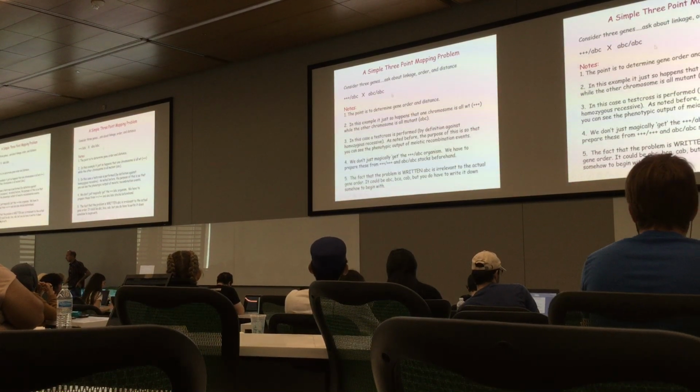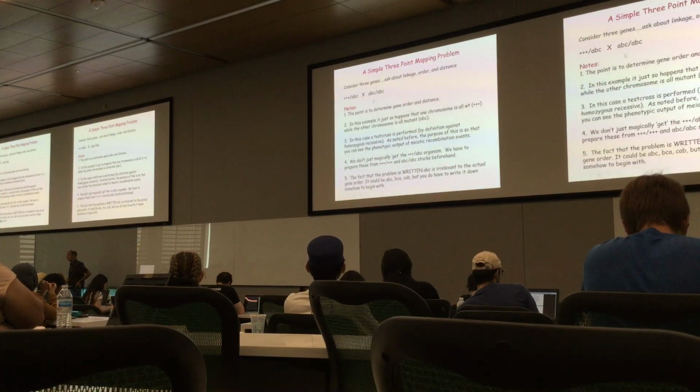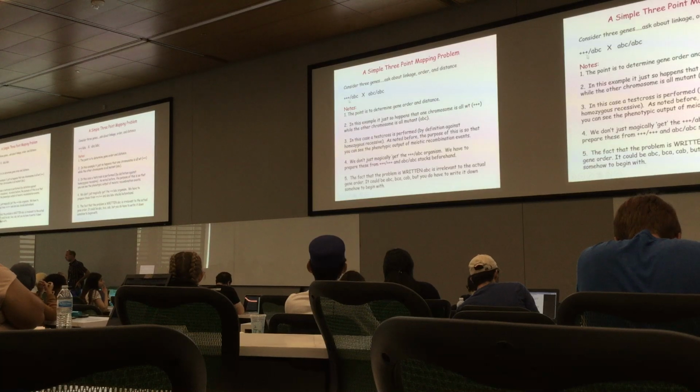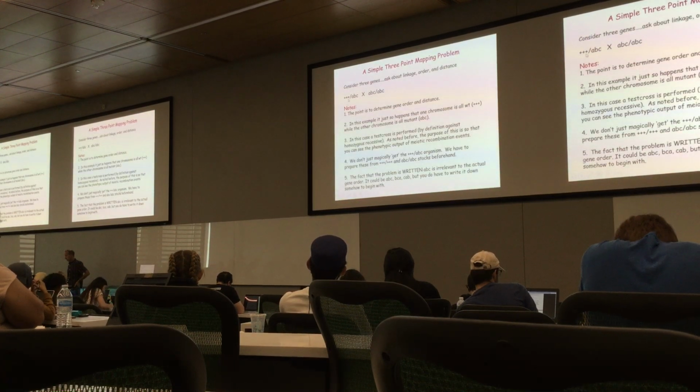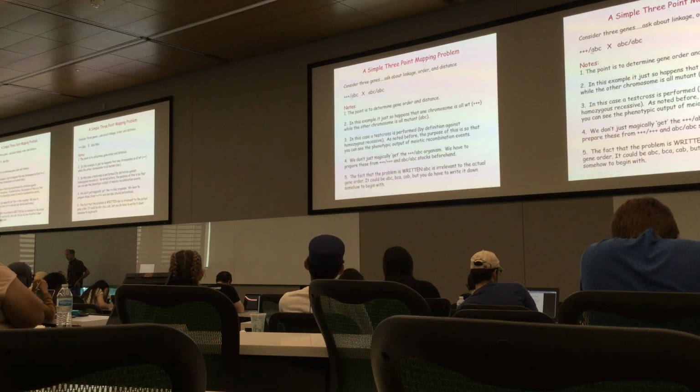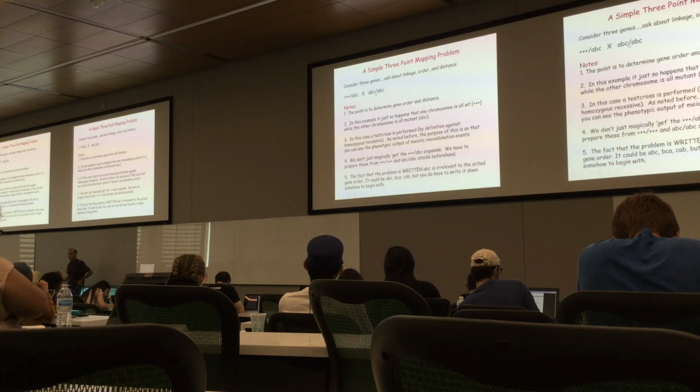Okay, so let's suppose we're setting up a cross which we think is something like this. It's A plus B plus C plus on one chromosome, ABC on the other chromosome, so it's a heterozygote. So we're going to be able to see recombination events between the various genes here, and we cross it against the homozygous recessive organism. That's a test cross. And the point is to determine gene order and distance.